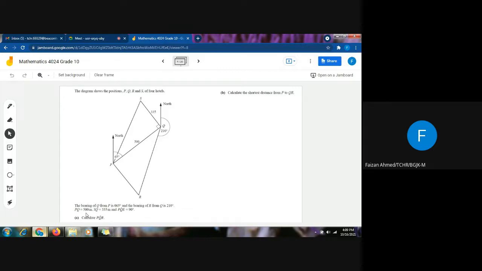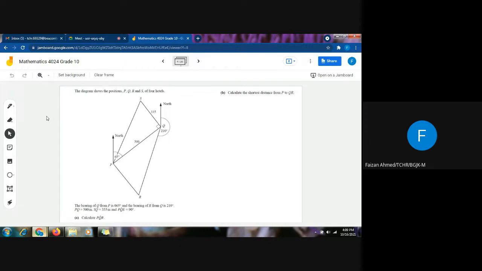And the other three things are: PQ is 500 meters, SQ is 335 meters, and angle PQS is 90 degrees. So this is basically a right angle triangle, since one angle is equal to 90 degrees. There are only two parts of this question. The first part is we have to find the angle PQR.